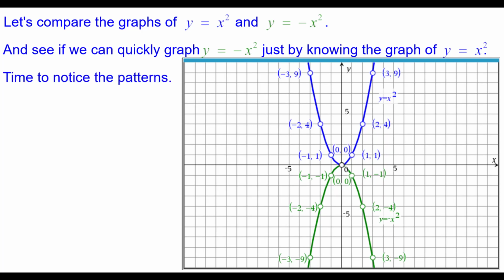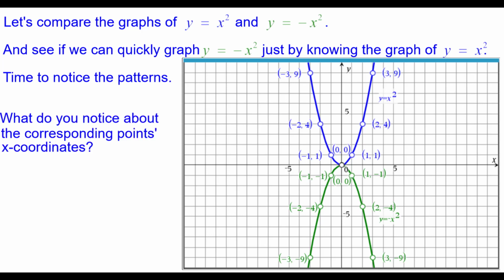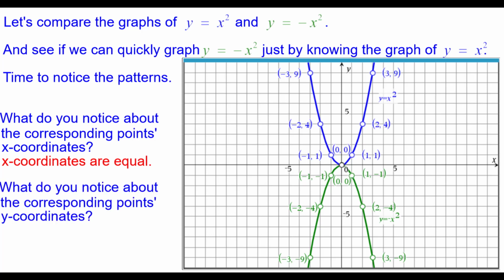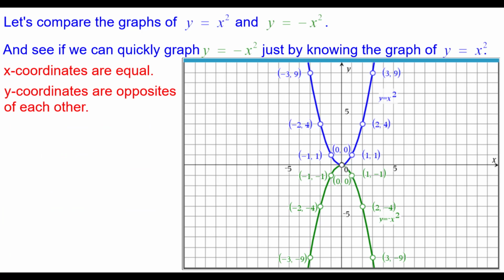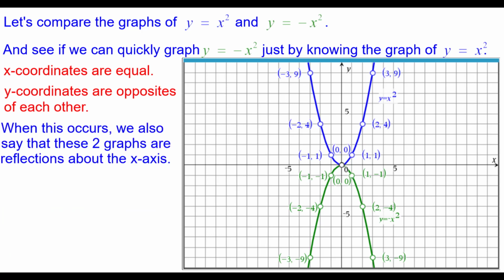So it's time to notice those patterns. What do you notice about the corresponding points' x-coordinates? Think about it. The x-coordinates are equal, corresponding points that I had there. What do you notice about the corresponding points' y-coordinates? Think about it. And we saw that the y-coordinates are opposites of each other. So the x-coordinates are equal, the y-coordinates are opposites of each other.